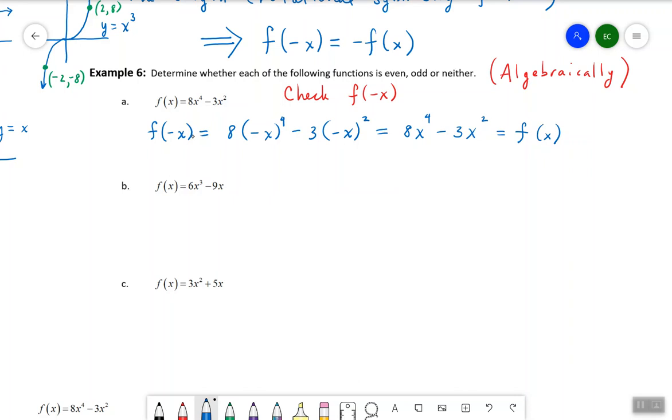So we're going to substitute negative x for x. We're going to simplify the expression, and then we're going to compare it to the function we were given in the first place. And when we see that the simplified form is exactly the same as f of x, we can conclude f of negative x is equal to f of x, and so this function is even.